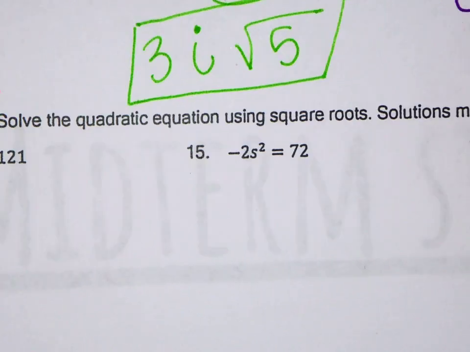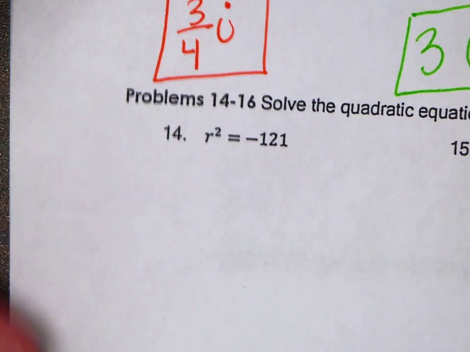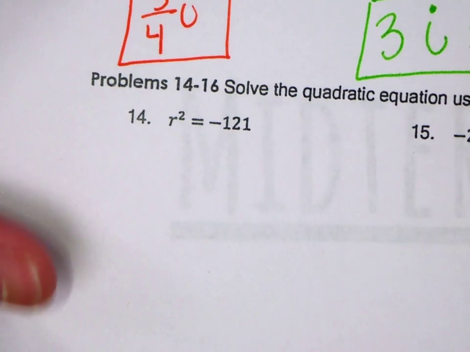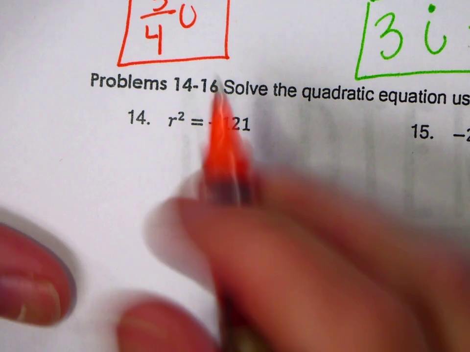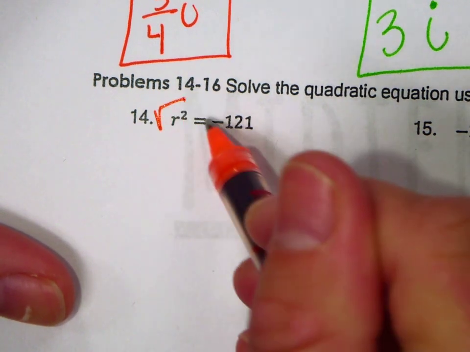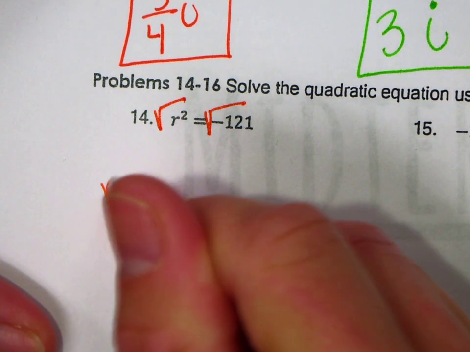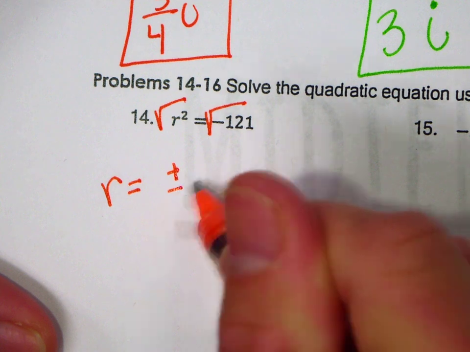Okay, problem 14. It says solve the quadratic equation. So we are trying to get r by itself. To get rid of the square, you're going to square root. Every time you square root something, you have to put a plus minus sign.